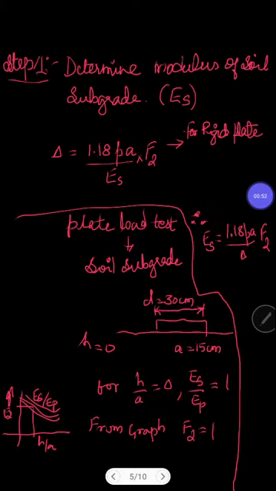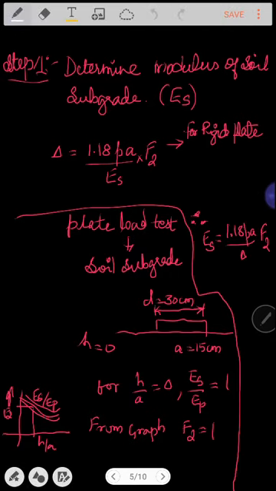So the first step in finding out the thickness of the pavement based on moduli of elasticity of different layers by the Burmister approach is to determine the modulus of soil subgrade, ES. So I would like to tell you the procedure of determination of this ES, how it can be done.